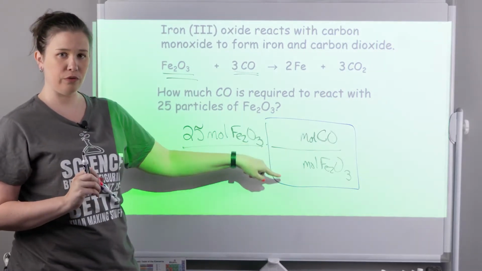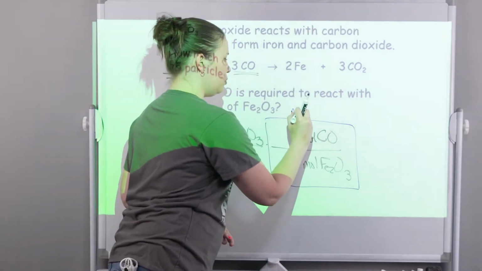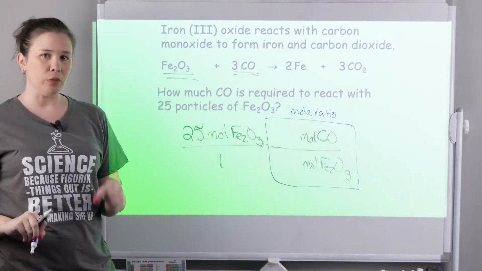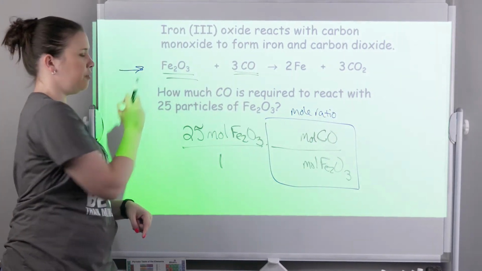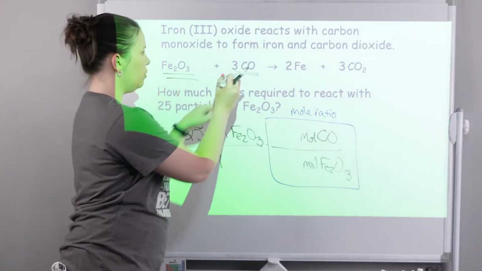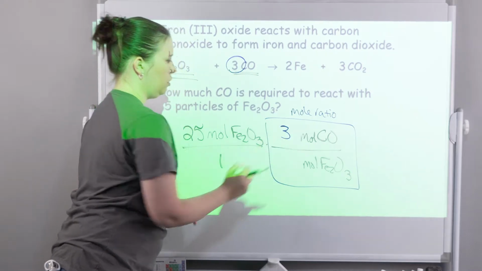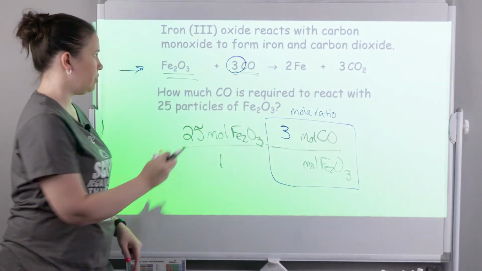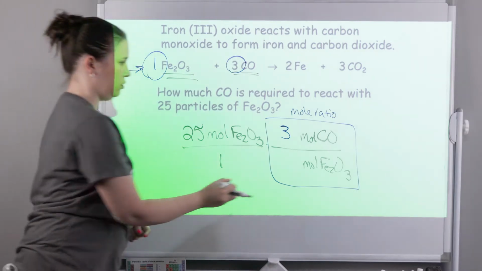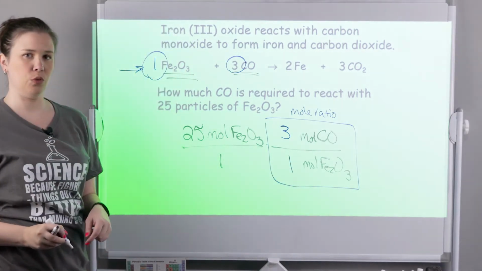Mole versus mole of two different substances, this is our new mole ratio. And the mole ratio numbers always come from the coefficients of the balanced equation. So for carbon monoxide, the coefficient is 3. For the iron 3 oxide, when there's not a coefficient, we would know that to be 1. So I'm going to set that proportional to 1 mole.